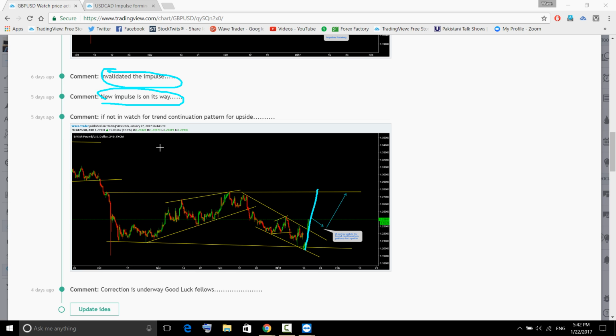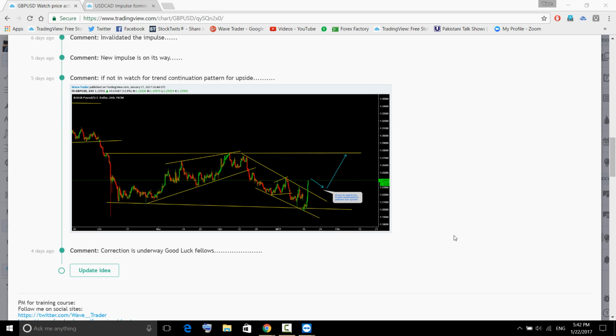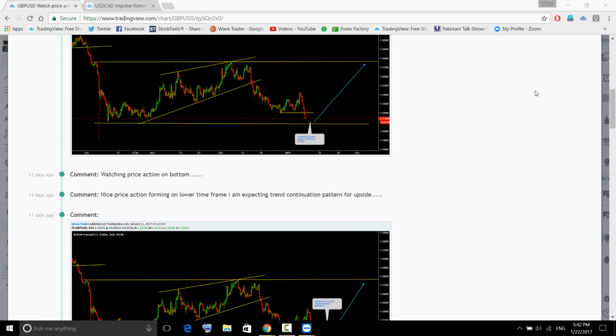A new impulse was forming over there, and correction is underway. You guys can see that we were anticipating correction, this trend continuation pattern. That is the reason I was asking you guys, don't chase the running candles. All right, so correction is underway. You guys can see this correction is forming a trend continuation pattern.